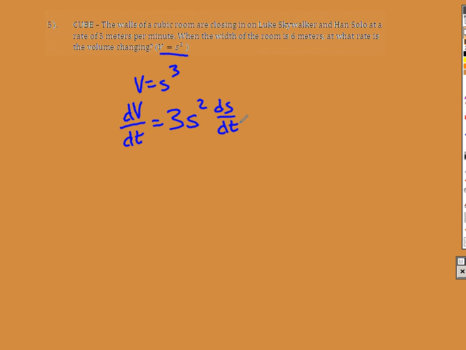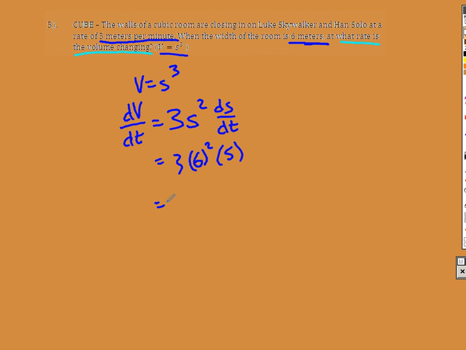What things do I know? We want to know when the width is 6 meters. So I will plug in 6 for s. What else do we know? We want to know at what rate is the volume changing. So dV/dt again is our unknown. That means we should know ds/dt. So the walls are closing in at 5 meters per minute. So this becomes 5 right here.